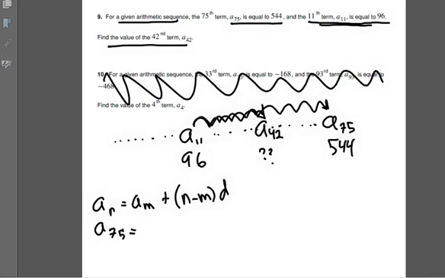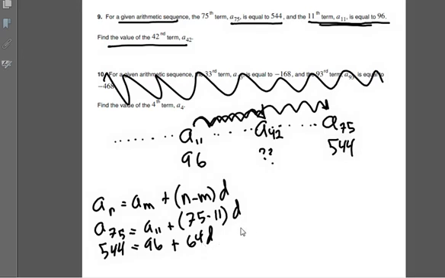So in this case, that's going to be a sub 75 is equal to a sub 11 plus, the 75 corresponds to that number right there, so 75 minus 11 times d. I'm doing all this right now to be able to actually find that common difference d. So 544 equals 96 plus 64 times d. Subtract 96 from both sides, divide both sides by 64, and you get d equals 7. Oh, that was nice. Nice round number there.